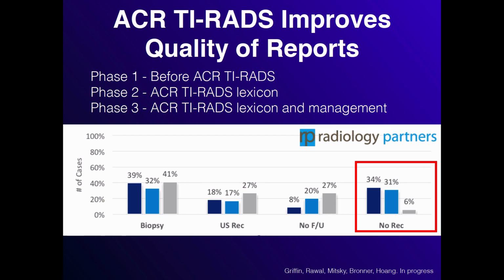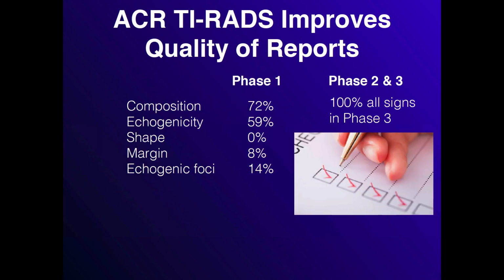Then the other part of this study that I really love is what it does to the quality of the reports. In phase 1, when it was just free text, because you don't have a checklist, none of the radiologists talked about shape at all. Only 8% of the nodules had a mention of margins. Echogenic foci, only 14% had a mention, and the composition and echogenicity were reported more often, but it wasn't really consistent. Now, this leaves you to question, were they not reported because suspicious features weren't there, or were they not reported because they didn't look?